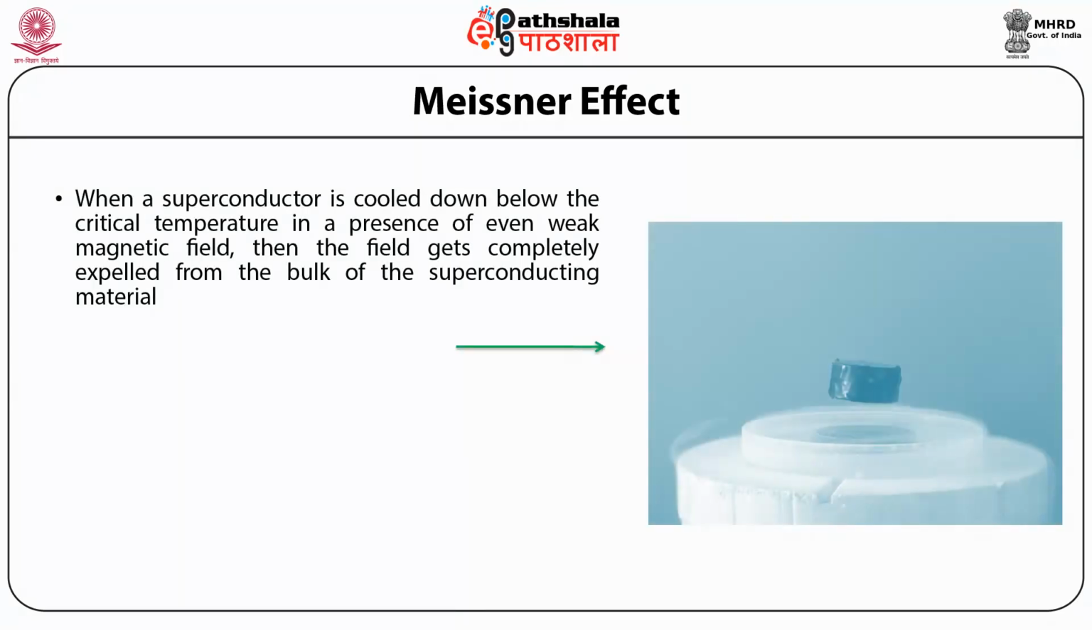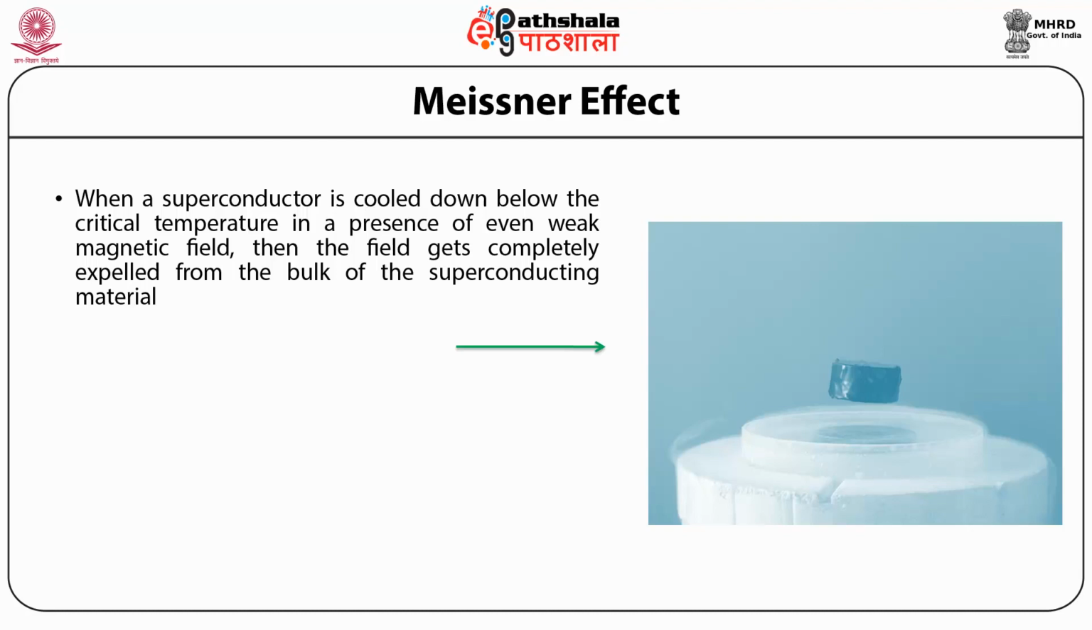When a superconductor is cooled below the critical temperature in the presence of even a weak magnetic field, the field gets completely expelled from the bulk of the superconducting material. This is interesting. If we take the superconductor and cool it from room temperature to lower temperature, then at the critical or transition temperature there is certainly complete expulsion of the magnetic field from inside and the material starts floating. The visualization of this behavior is very interesting, and we achieve perfect diamagnetism.